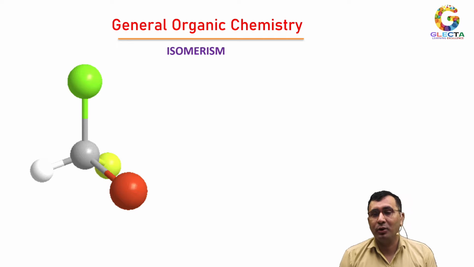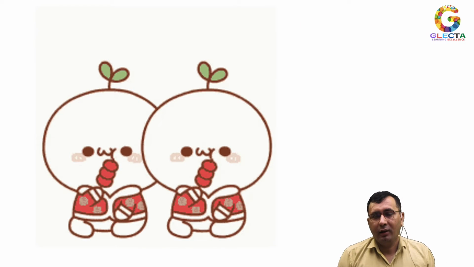Today I'm going to teach you a very interesting topic, that is isomerism, from the chapter Organic Chemistry. You see the twins: from the external structure they look the same, but their attitude, their behavior is totally different. So these are called isomers of each other.